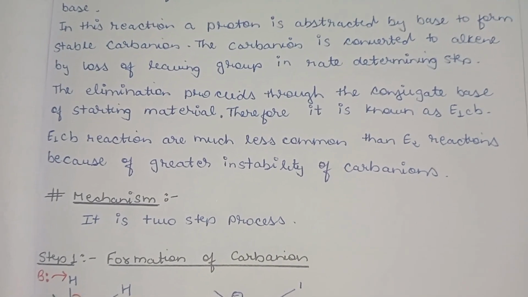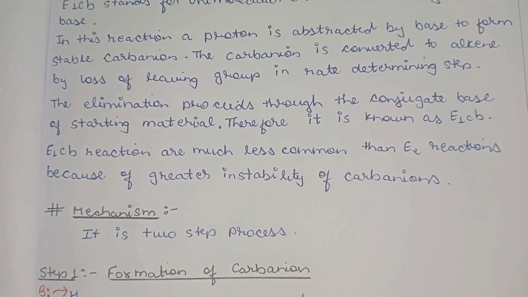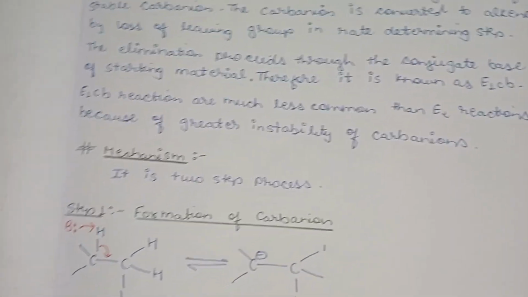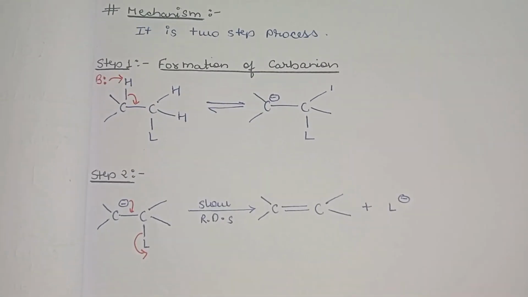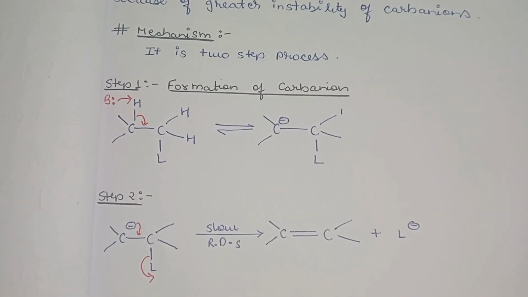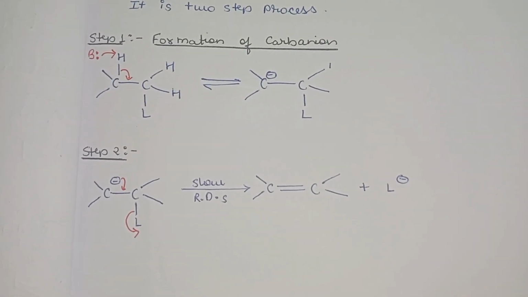E1CB reactions are much less common than E2 reaction because of greater instability of carbanions. E1CB is a two-step process. In first step, formation of carbanion. This is the second step.